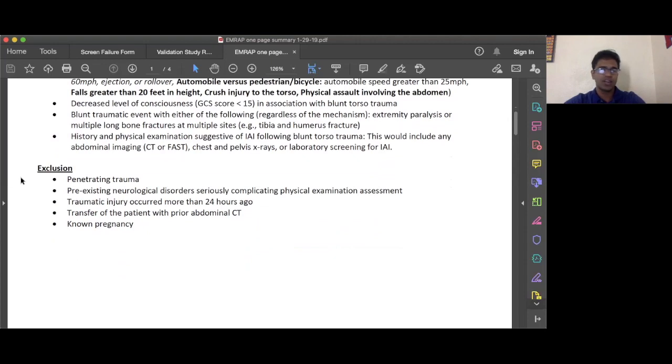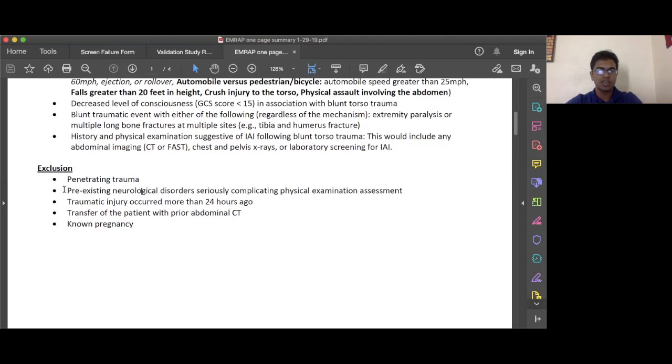We're now going to talk a little bit about the exclusion criteria. The first one is penetrating trauma, and that's penetrating trauma specifically to the abdomen. So if they have penetrating trauma to the foot, but they don't meet any of the other exclusion criteria and they've met the inclusion, then that wouldn't necessarily prevent them from being enrolled in the study. So that is specifically penetrating trauma to the abdomen and not just anywhere on the body.